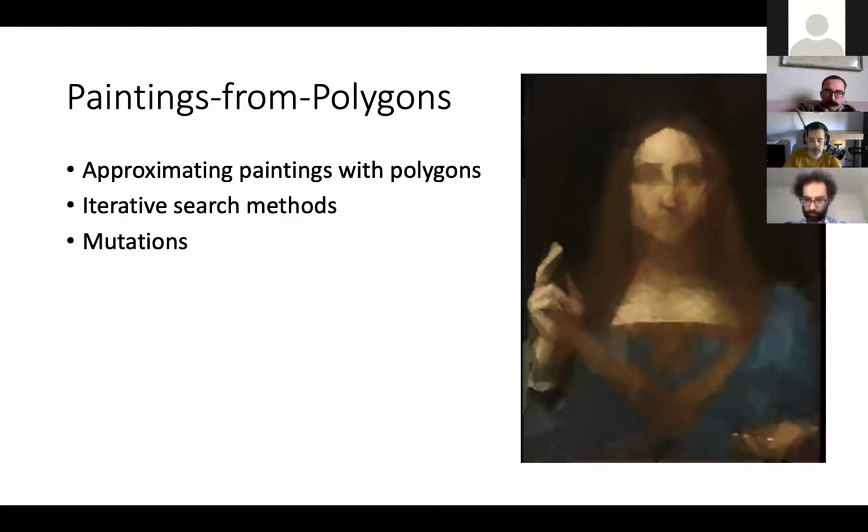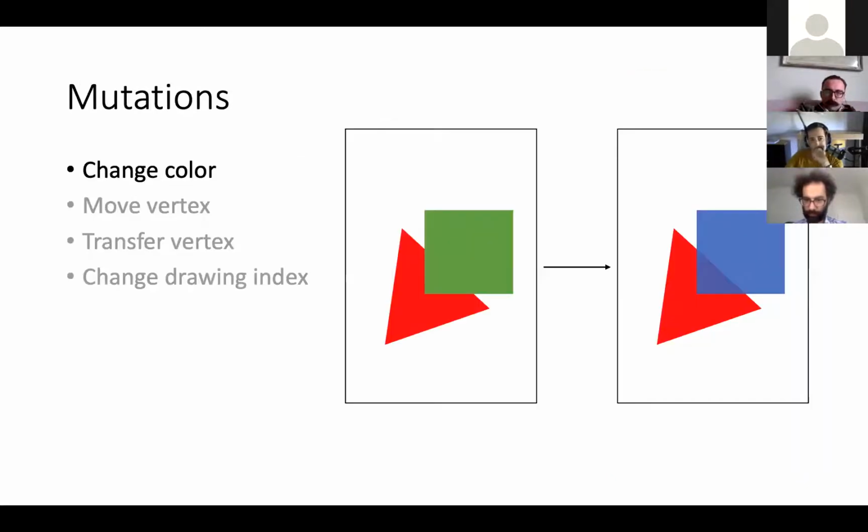How do we modify the current constellation? Therefore, we use mutations, and we use 4 mutations in the Paintings-from-Polygons problem. I'll go over them one by one. The first mutation is the change color mutation. In this mutation, one polygon gets its color changed. So in this example, you see the green square over here, which gets turned into a blue square. Note that also the opacity of a polygon can be changed with this mutation.